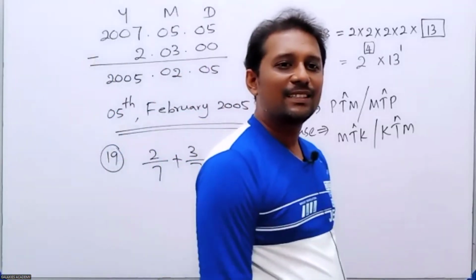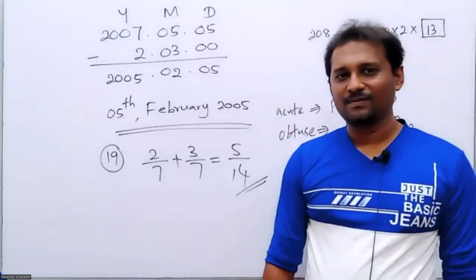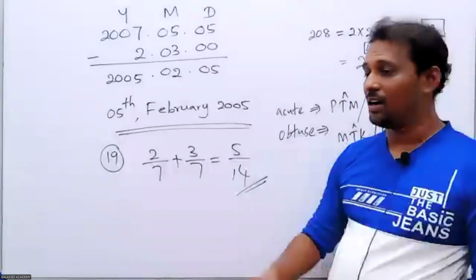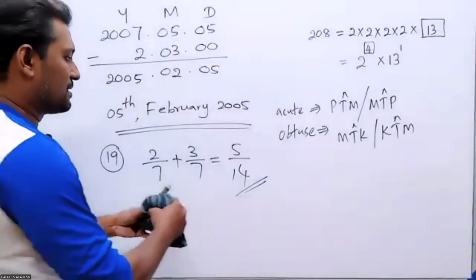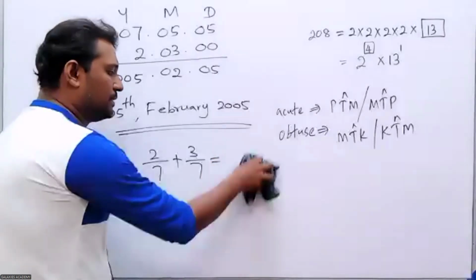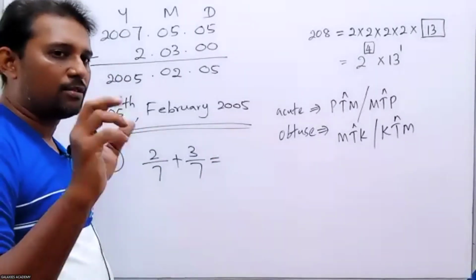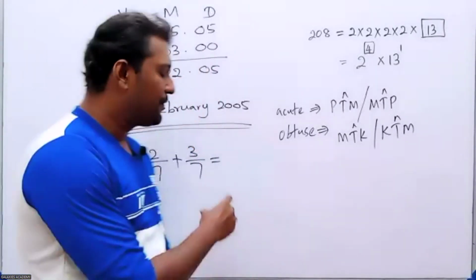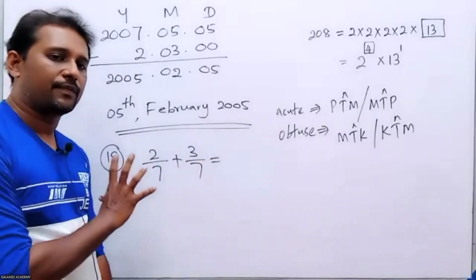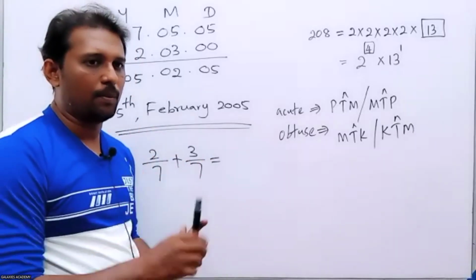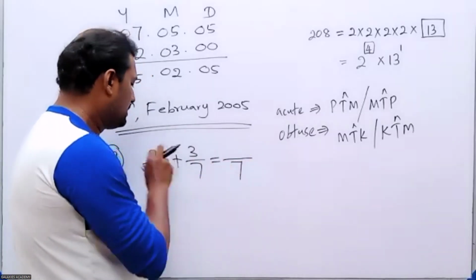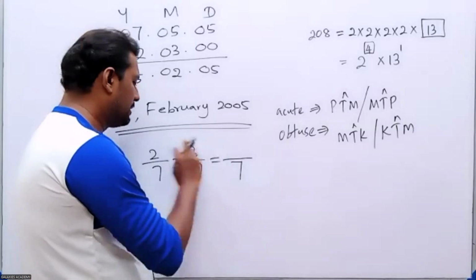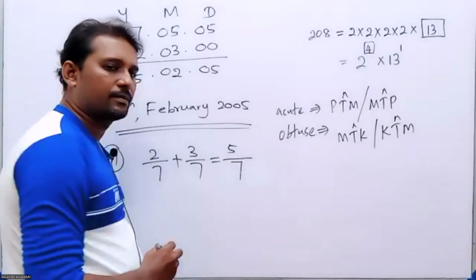Is it correct or no? Incorrect. Right? You can't add like this, okay? 5 over 7. When you add two fractions, you have to check the denominators. If the denominators of the fractions are equal, it is easy, no problem. The answer denominator should be the same, 7. Then you have to add the numerators. 2 plus 3, 5. Right?